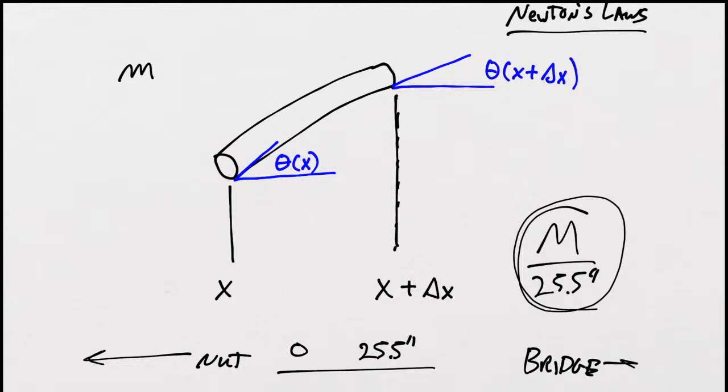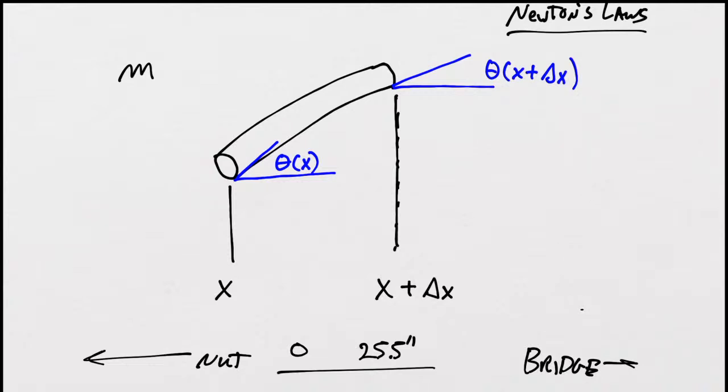Every string has a mass per unit length. If you go to any string manufacturer, you can look up the mass per unit length of all their strings. The mass per unit length we're going to write down as the Greek letter mu. And the total mass of the string is the mass per unit length times the length of the string.